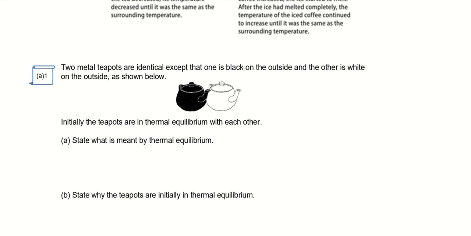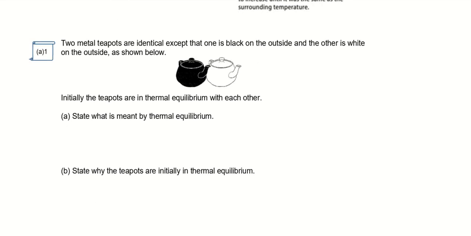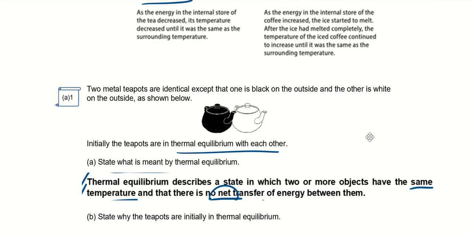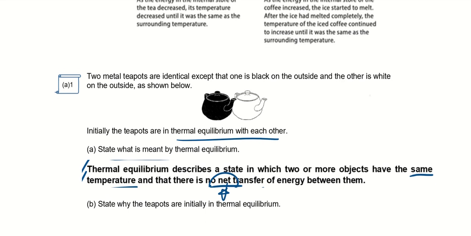Okay, so A1: two metal teapots are identical except that one is black on the outside and the other is white on the outside. Initially the teapots are in thermal equilibrium with each other. State what is meant by thermal equilibrium. So let's see how we answer this. This is the definition that they are looking for. Thermal equilibrium describes a state in which two or more objects have the same temperature, and it is important to include that there's no net transfer of energy between them.